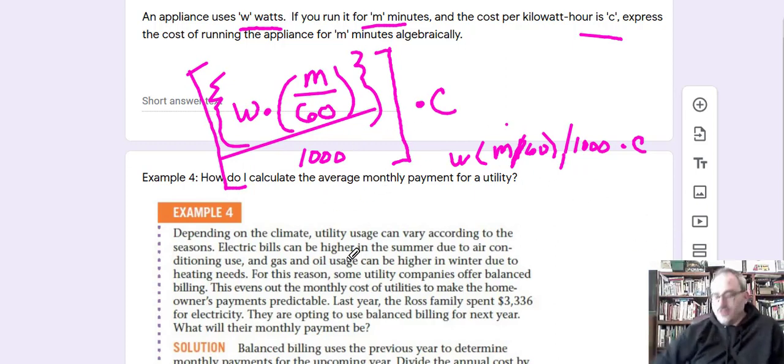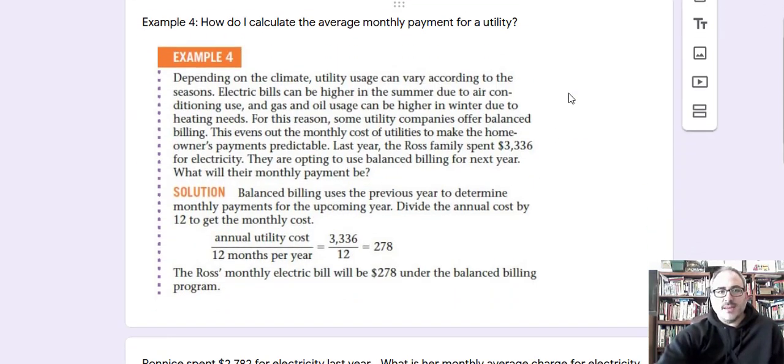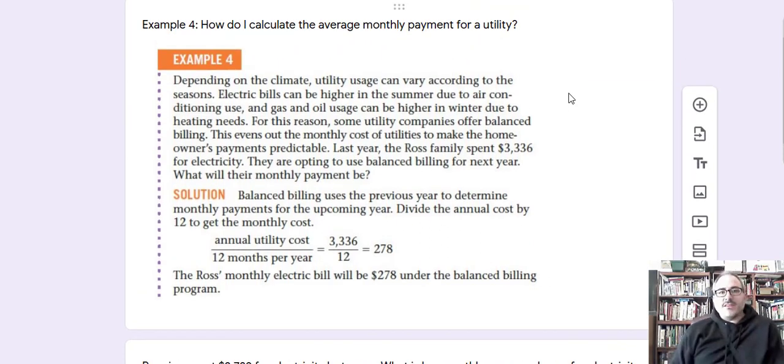All right. So I'm going to get rid of this. Pause if you need it. I'm going to scroll down. Example 4. How do I calculate the monthly utility payment for a utility? So how do I calculate the average monthly payment for a utility?